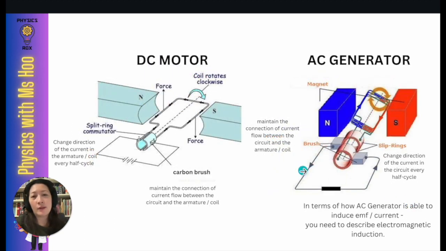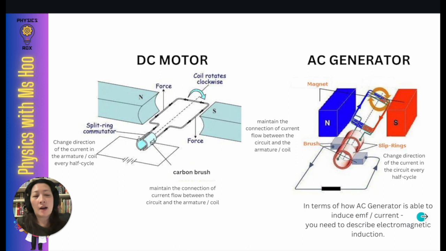So just a quick comparison between DC motor and AC generator, because I know a lot of students usually get very confused or they panic when it comes to motors and generators. As a quick comparison, here's the function of the split ring commutator and the function of the slip ring. The functions may look similar, but here's the difference. Both change direction of the current, but the split ring commutator changes the current direction in the coil, because in the circuit it remains the same. For AC generators, it changes the current direction in the circuit, because the circuit needs to change direction due to the need to generate AC current. Carbon brushes, whether in a DC motor or AC generator, have the same functions.